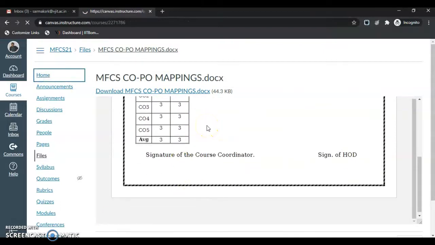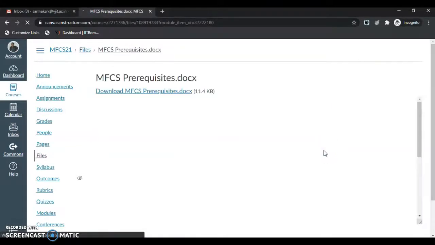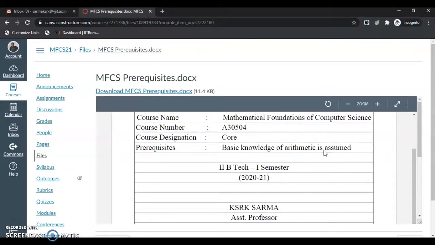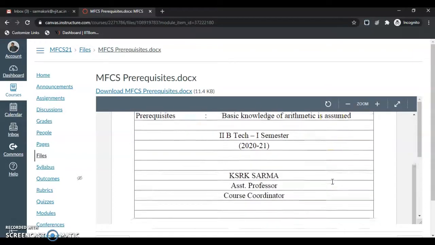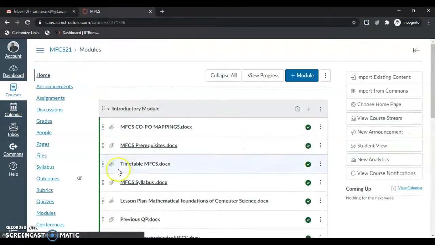Next, coming to the prerequisites of the subject. The basic requirement for the mathematics is algebra, and some basic knowledge of arithmetic is assumed for the students. What they have studied in their previous classes is enough for Mathematical Foundations of Computer Science. That is required as a prerequisite.